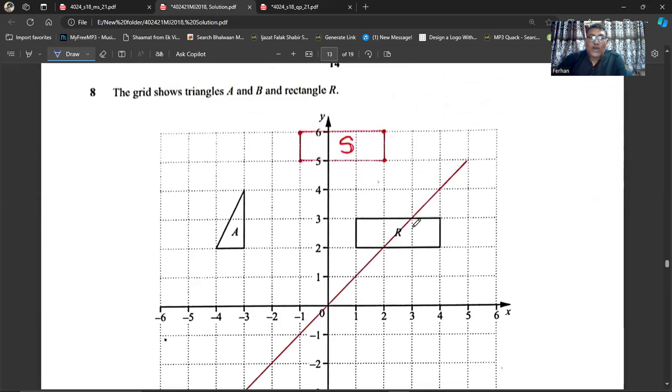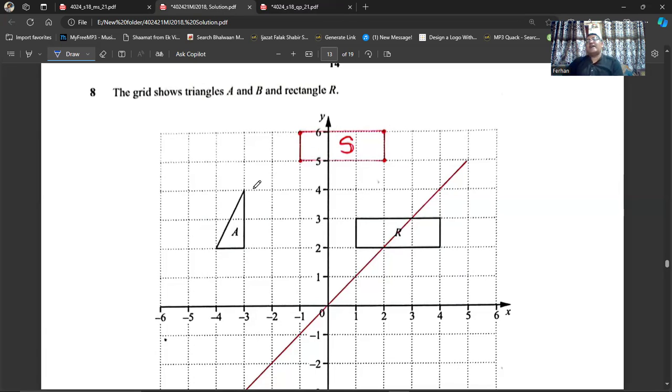Then this vertex, 1, 2, 1, 2, 3. Okay, now move this vertex, 1, 2, 1, 2, 3. Now move this vertex, 1, 2. -2 means go 2 steps to the left and then go 3 steps up. So you get this rectangle.